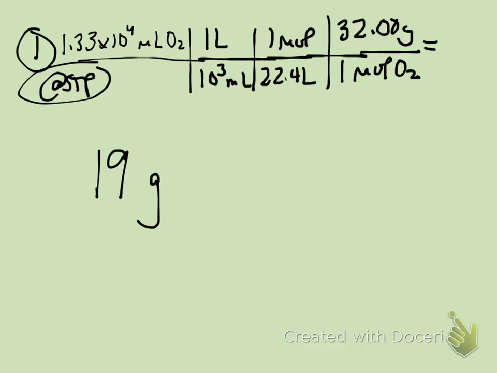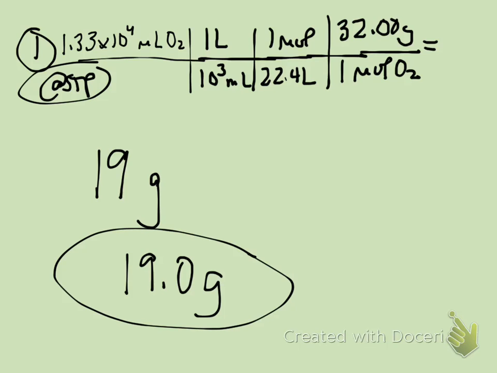19 grams, really weird and really even. Very weird and very even. Now, we have 3 sig figs. How do you make that 3 sig figs? Yeah, 19.0 grams gives us our sig fig.